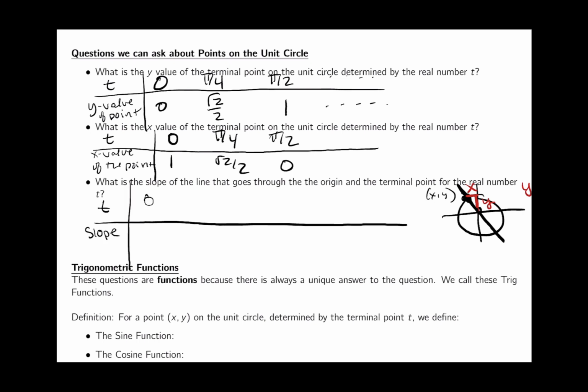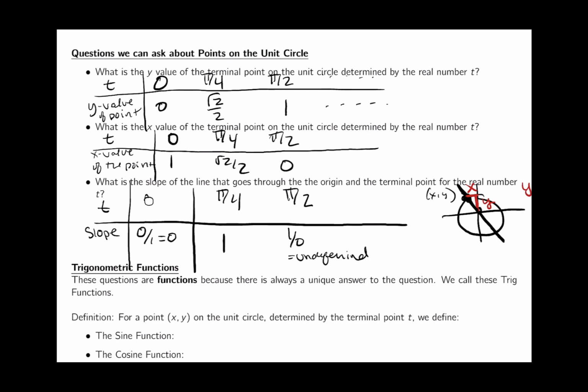The real number t equals 0 corresponds to the point 1, 0. And if I do y over x, that's 0 over 1, or 0. For pi over 4, we have the point root 2 over 2 comma root 2 over 2. And if I do root 2 over 2 divided by root 2 over 2, I actually get 1. For pi over 2, I go through the point 0 comma 1. If I do y divided by x, then it's 1 divided by 0, or really undefined.